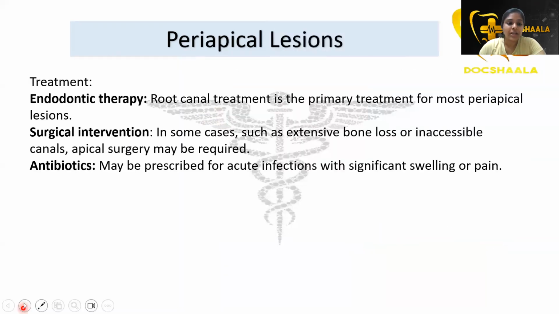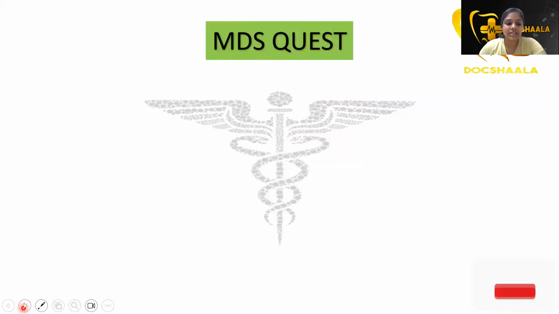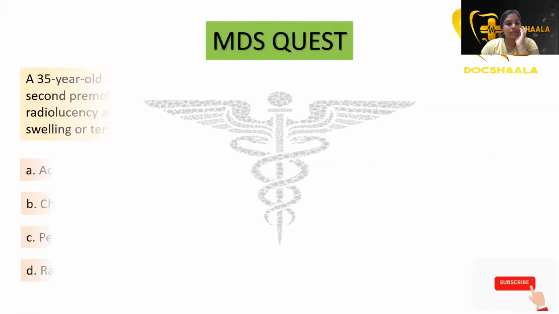Then coming to the treatment. So you know the treatment, right? First of all, we have to give endodontic therapy. If the cyst is larger, we can go with incision and drainage. Okay, and antibiotics are prescribed. Okay, so let's see a question around this.